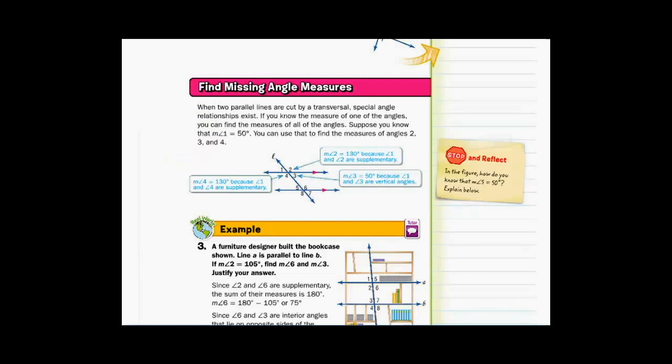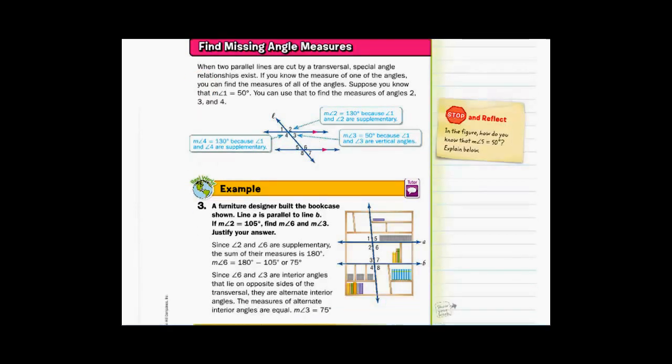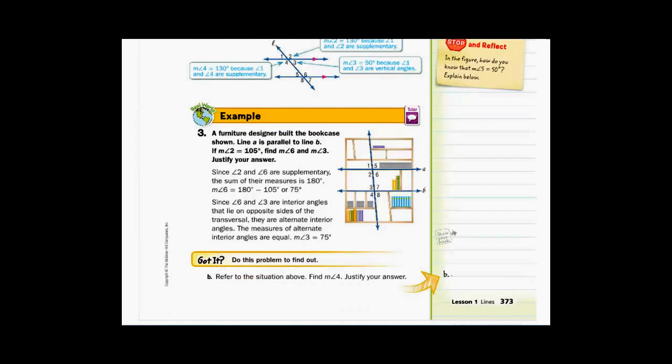A furniture designer built a bookcase. Line A is parallel to line B, so they do need to tell you that these things are parallel for you to assume this. You cannot just assume it by any 3 lines that you find. It says angle 2 is 105. Find the measure, that's what that means, the measure of angle 6 and the measure of angle 3.